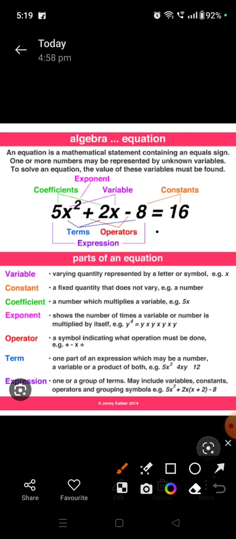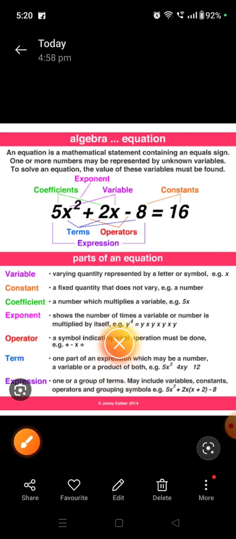So I will write here, these are the components. So let's read it. Variable, a varying quantity represented by a letter or symbol. Example, x.